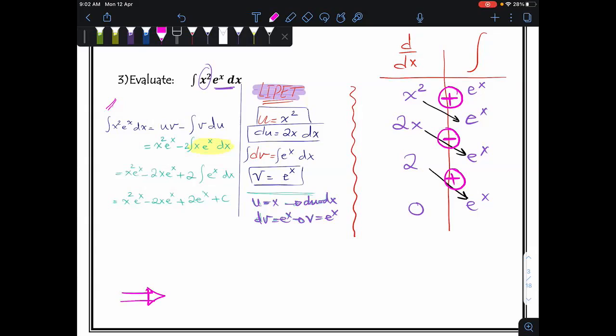So it will be x squared times e to the power of x, then minus 2x e to the power of x, then plus 2 e to the power of x.